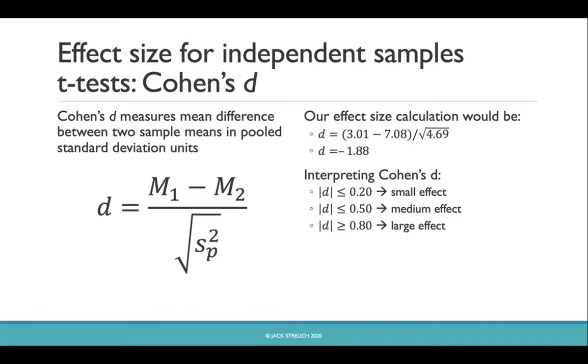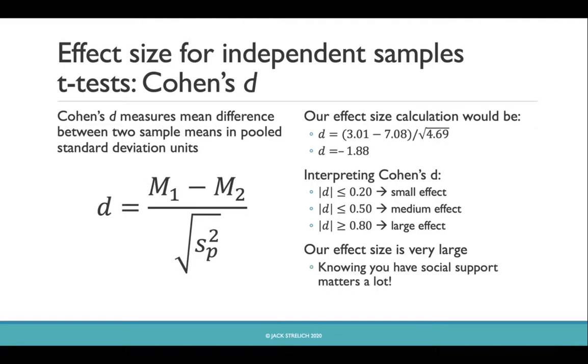Crucially, the interpretation is the same either way. So a d of positive 0.5 is considered a medium effect. A d of negative 0.5 is also a medium effect, just in the opposite direction. So here, as you can see, our effect size is very large, which suggests, in relationship to our research question, that knowing that you have social support has a very big impact on your levels of anxiety.